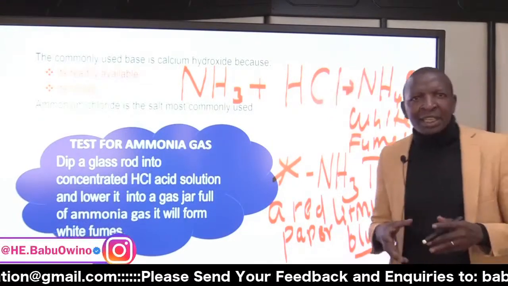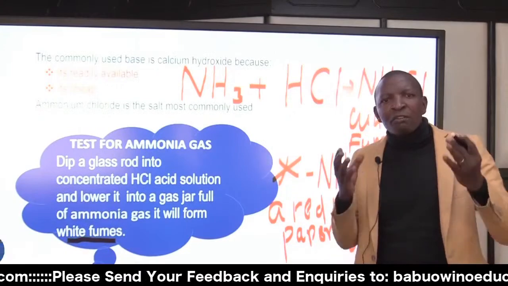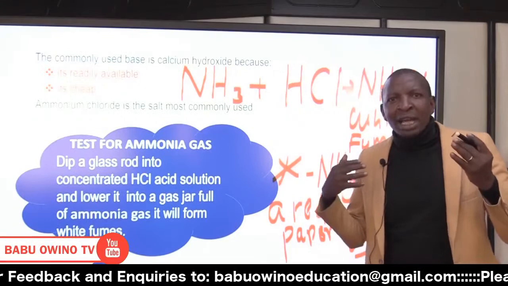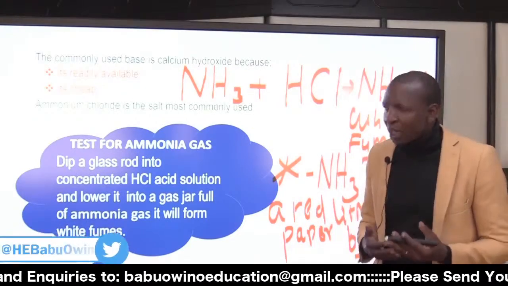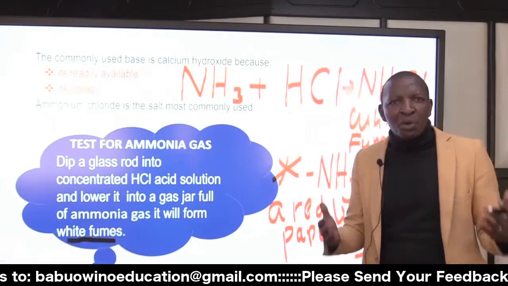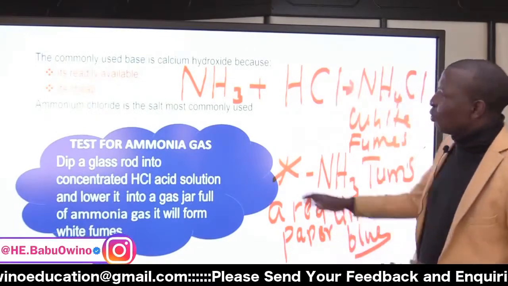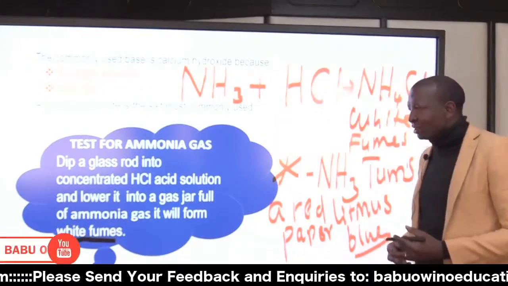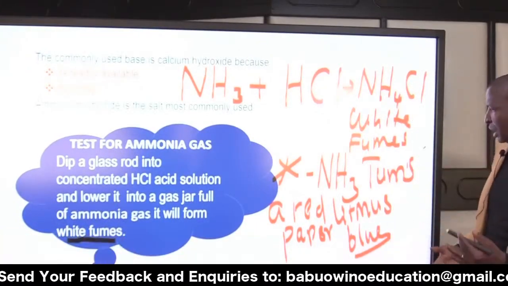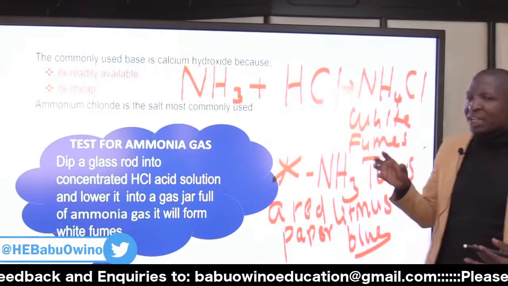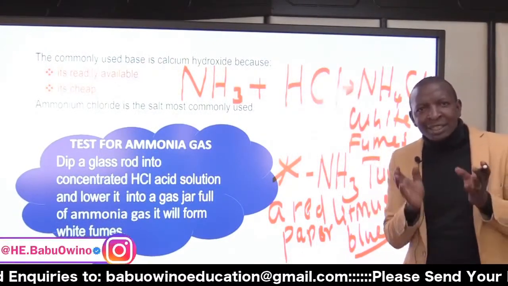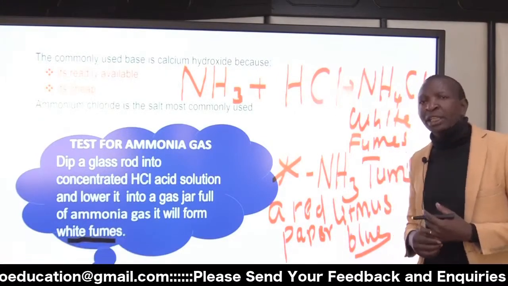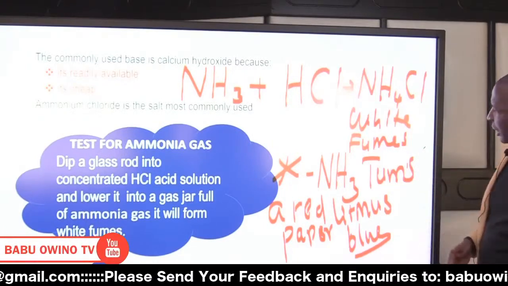We don't take it as the chemical test for ammonia. The conventional test that has been accepted, or rather approved by the IUPAC, that is the International Union of Pure and Applied Chemistry, is the one of exposing the ammonia gas to hydrogen chloride gas, whereby you're going to get white fumes. But remember again, if you also find a scenario whereby a gas is turning a red litmus paper blue, then that gas is automatically going to be ammonia.